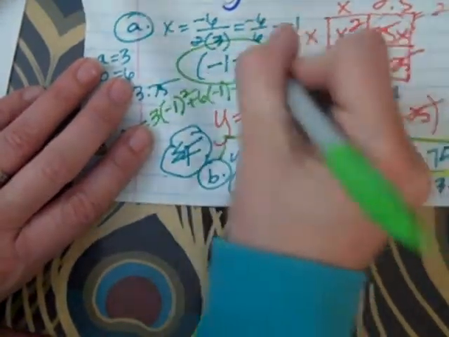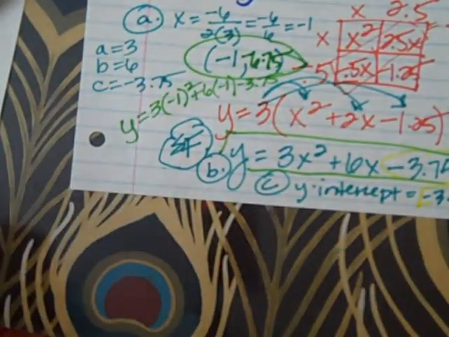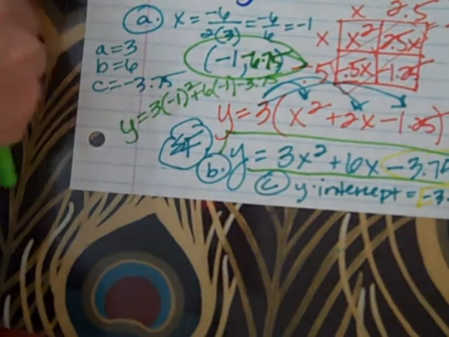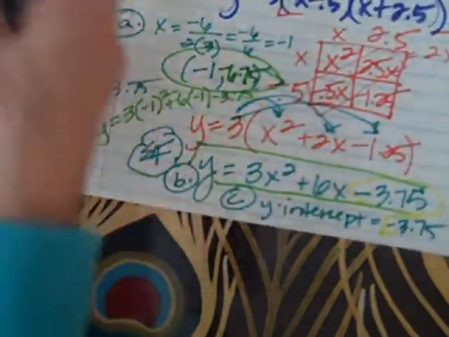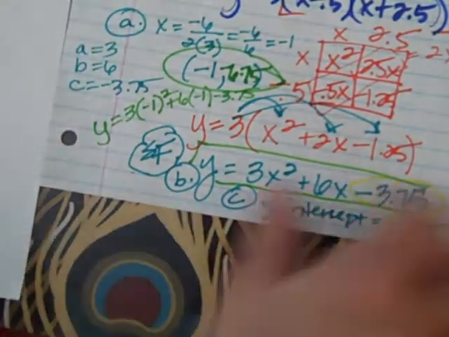There's my vertex. So that's the extent of the work that you'd have to do for number 2. You've got 5 more to do, and I think I picked the most complicated one to show you.